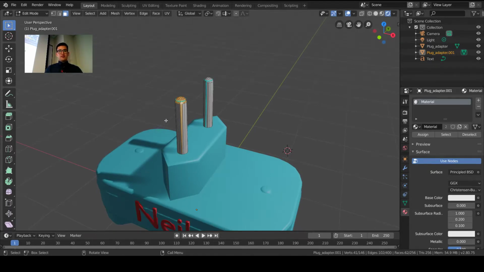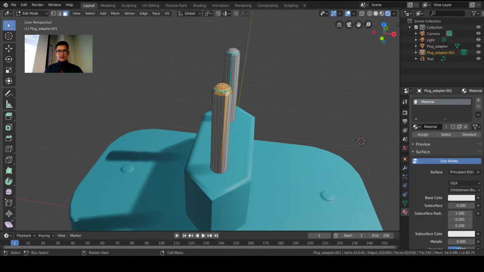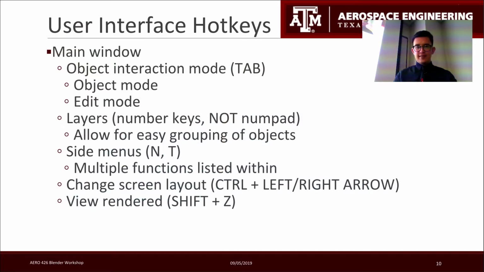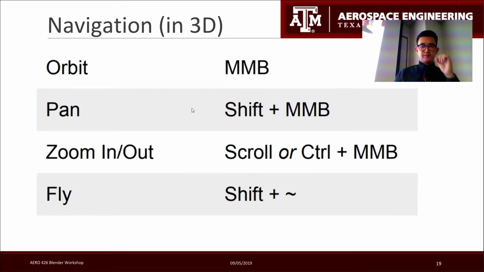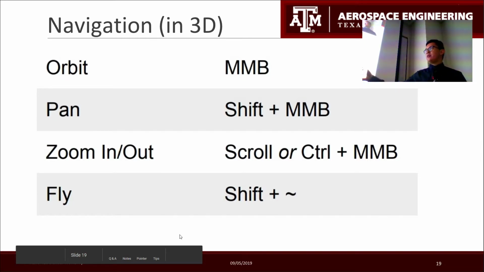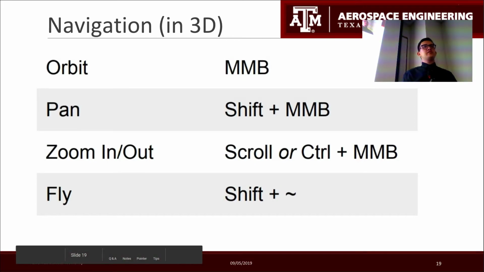Okay, so next I'll go into how to actually fly around and navigate around the window. Let's see, go back to my slides. Okay. So the main navigation hotkeys that I use are fly, so it's shift plus tilde, and that basically means if you don't use fly, you'll just be stuck in a view of the object and you won't be able to move the camera around. And if you want to orbit whatever you have selected, you can use the middle mouse button.